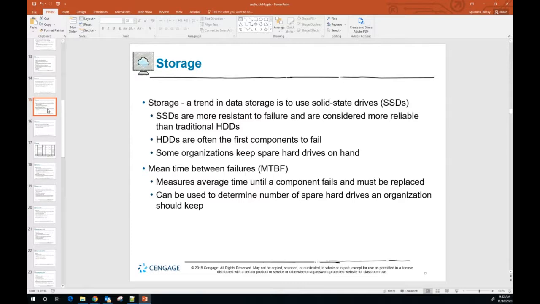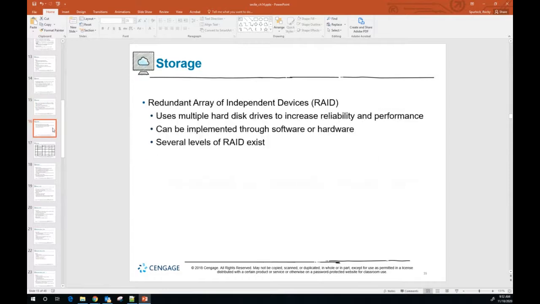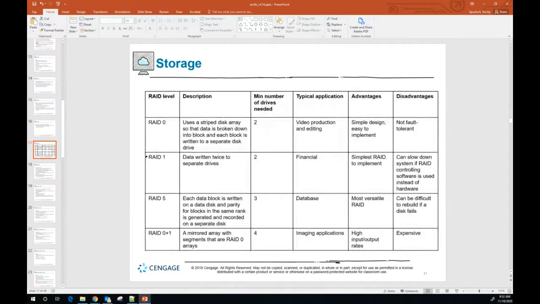We look at this when we say the mean time between failures is a measure of the average time until a component fails and must be replaced. An organization can use this to determine the number of spare hard drives that they should keep on hand. Also with storage, we can use the redundant array of independent devices, or RAID. What this does is use multiple hard disk drives to increase reliability and performance. This is something that can be implemented through software or hardware, and there are several levels of RAID that exist.